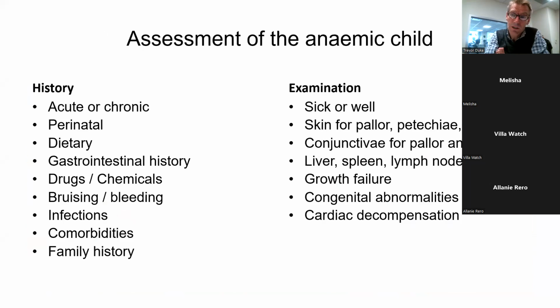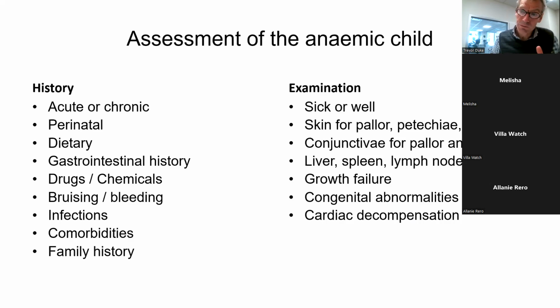So when you're assessing a child with anemia, we need to know what questions to ask. I'm sure you know how to take a history from a child with anemia, but let's go through some of the features. Firstly, is it acute or chronic? You need to try to understand whether the child's had symptoms of anemia only for a short period of time or for a long period of time, because it can give you a clue as to what the cause is.